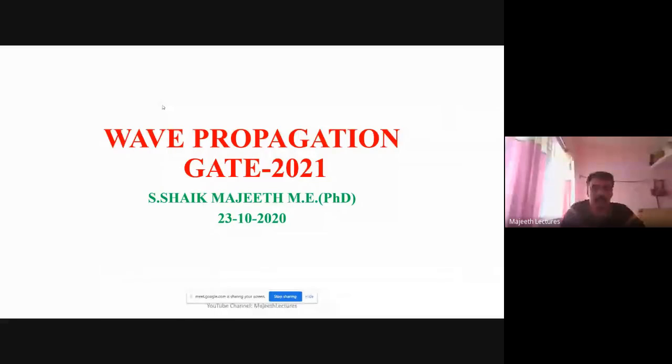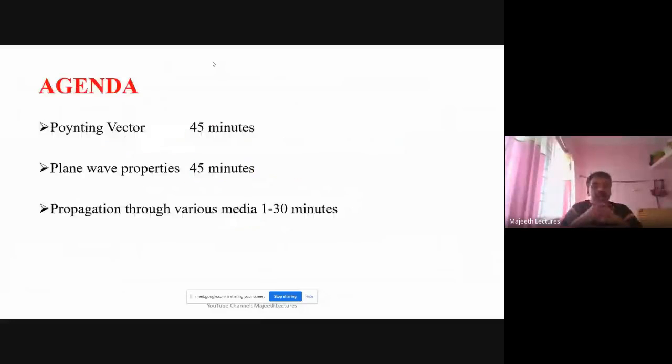Hi, students. In this class, we see wave propagation in detail, which is a very important part in a GATE examination, right? So minimum you can expect 3 to 5 marks from this area. So let us start now. The agenda in this class is we are going to learn about Poynting vector, plane wave properties, and propagation of wave through various media, right?